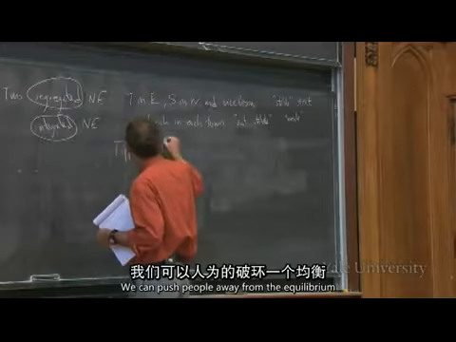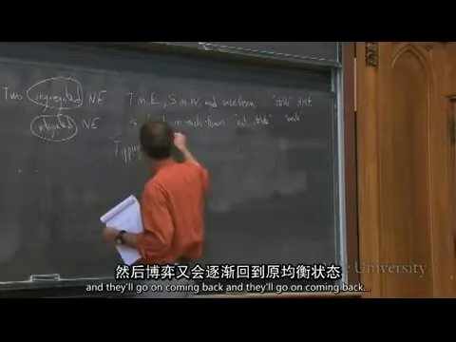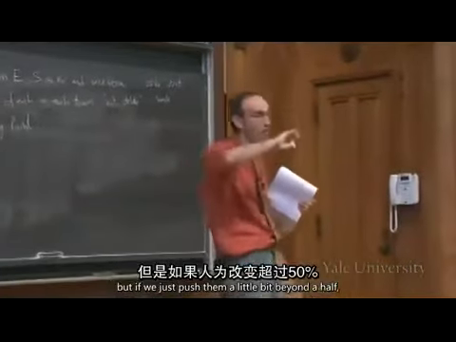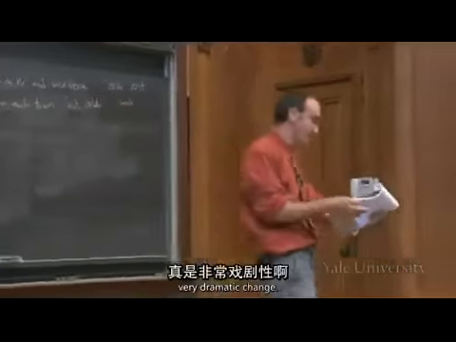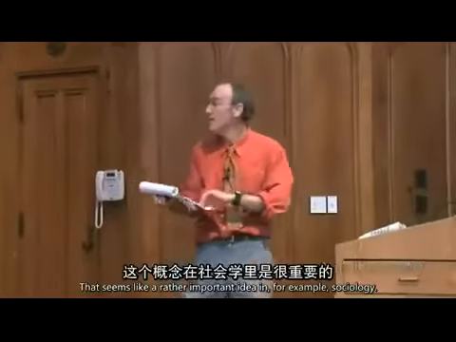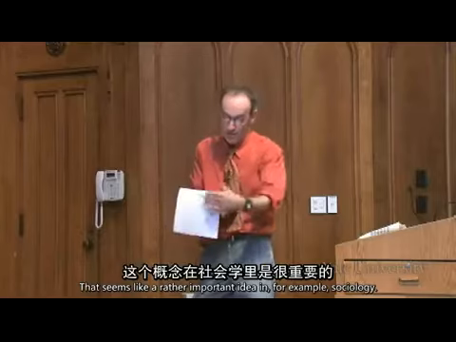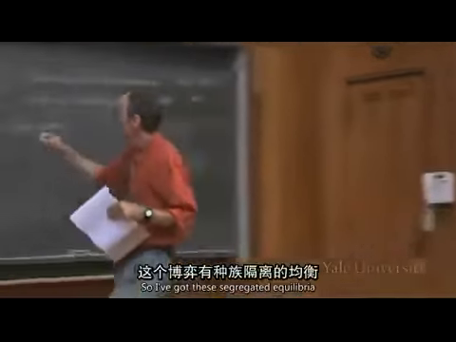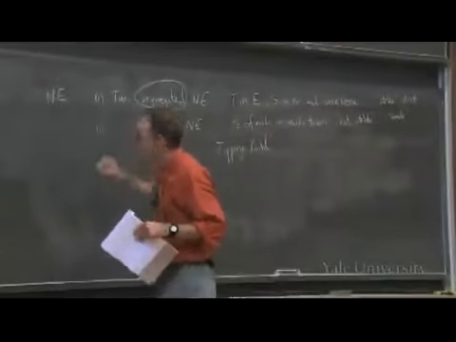We can push people away from the equilibrium, and they'll go on coming back, and go on coming back. But if we just push them a little bit beyond a half, whoops, they'll go off to the other equilibrium. Very dramatic change. All right? So that seems like a very important idea in, for example, sociology. All right? So I've got these segregated equilibria, and I've got these integrated equilibria.